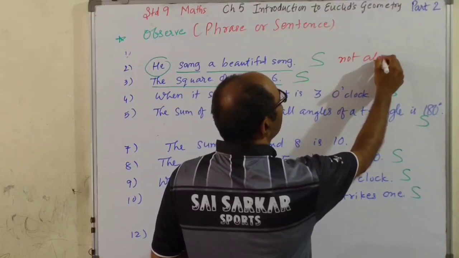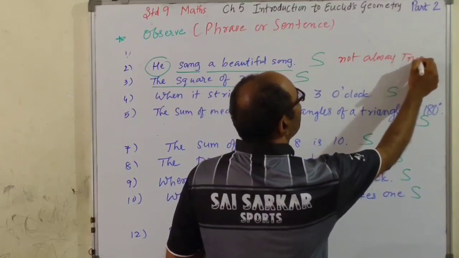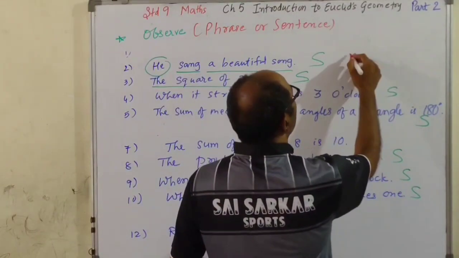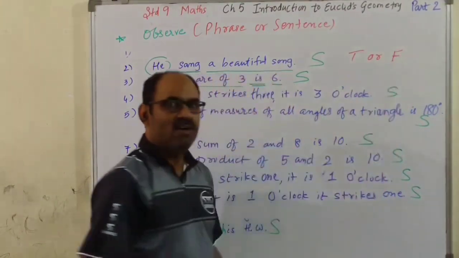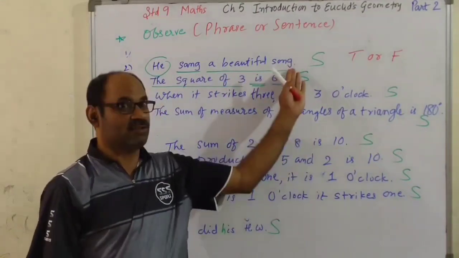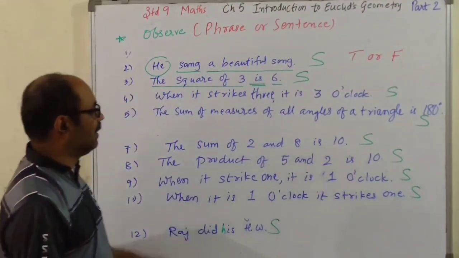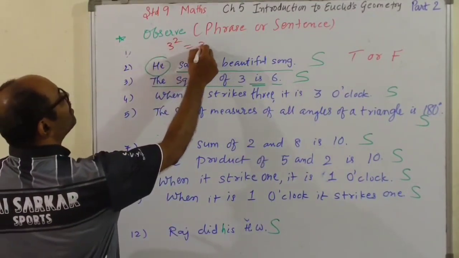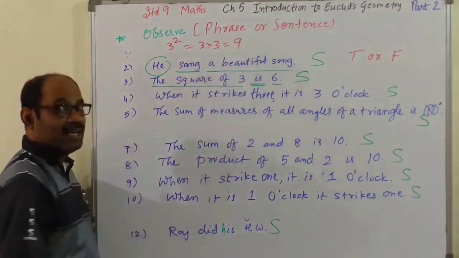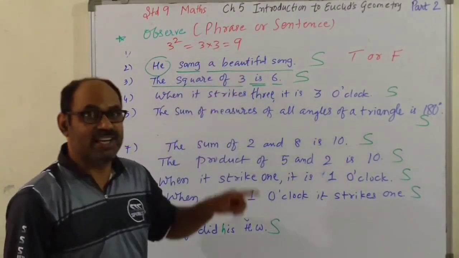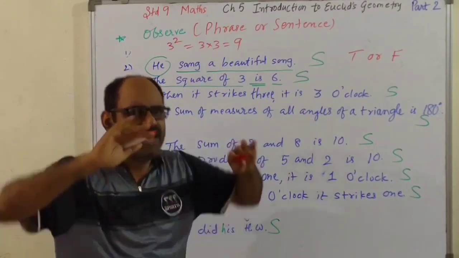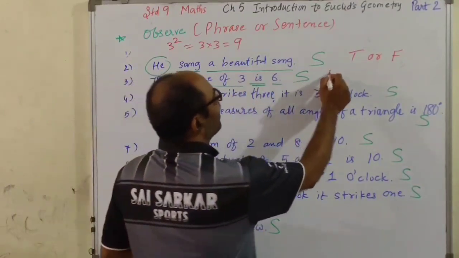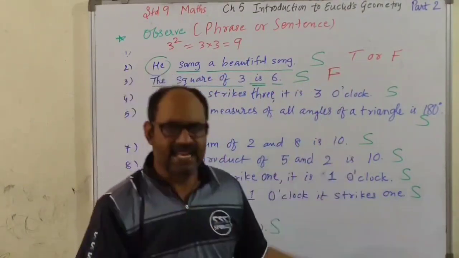Not always true, and not even always false. So, true or false? Sometimes it can be true, sometimes it can be false. You can say that for some it is true, for some it is false. Let's see the second sentence. The square of 3 is 6. 3 square means 3 into 3. 3 threes are 9. It makes complete sense, but definitely you can say the square of 3 is 9 and not 6. So this sentence is false. Ask anybody.